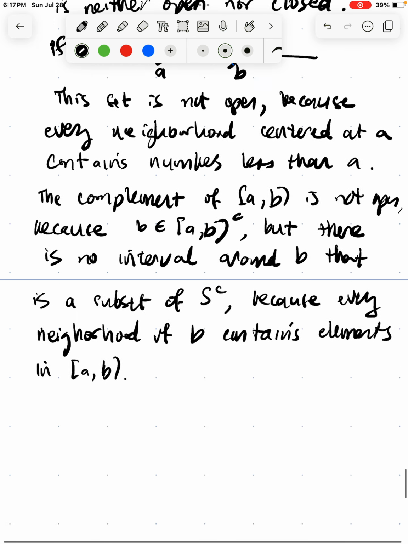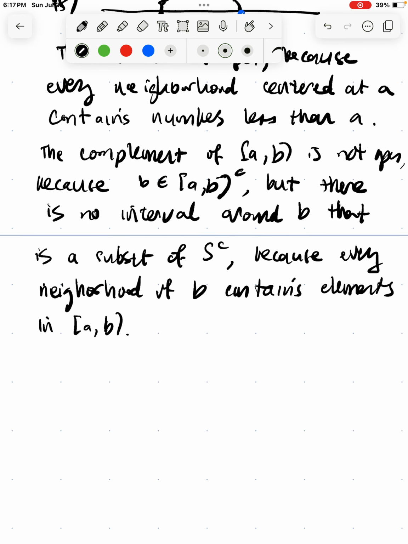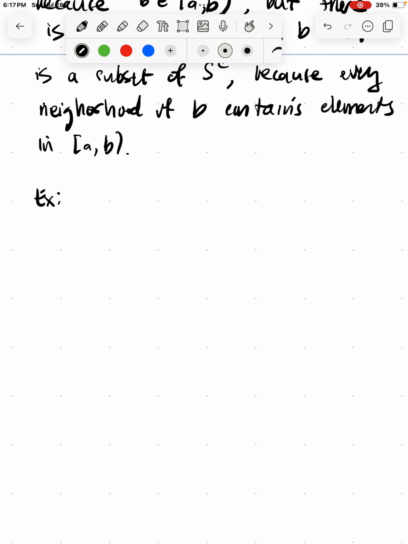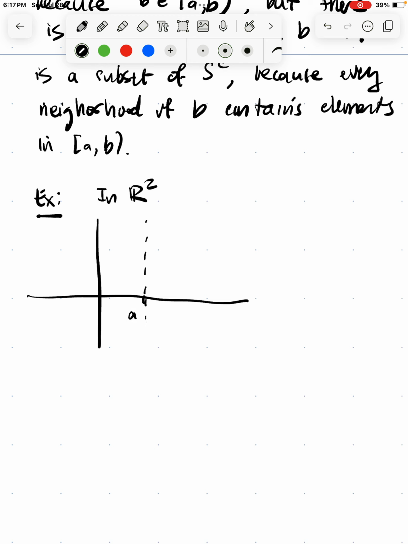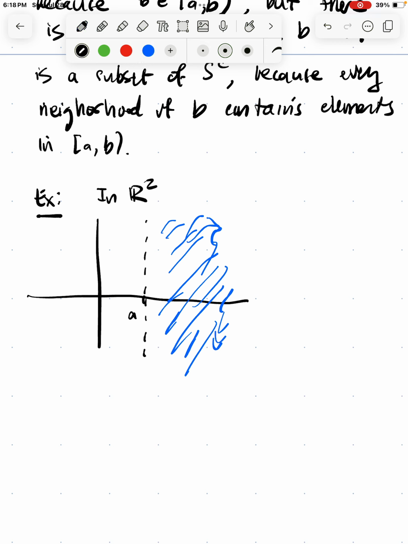Now, there are also some things in the book which I will probably skip. Okay, maybe one more example. So let's just look at R2. Let's say A is a real number. And we look at all elements on this half plane. So we look at all elements x1, x2, such that x1 is greater than A. So I claim that this set is open.